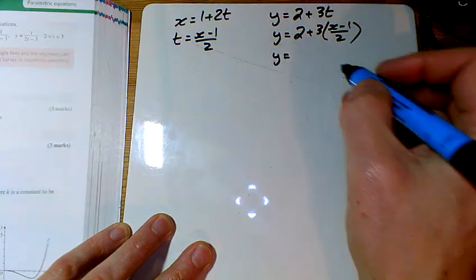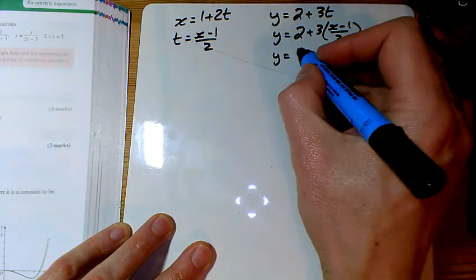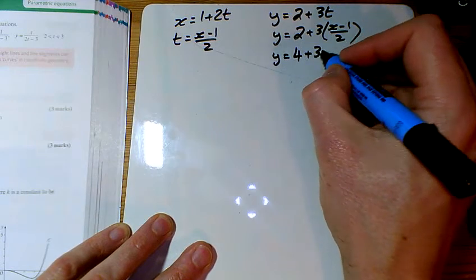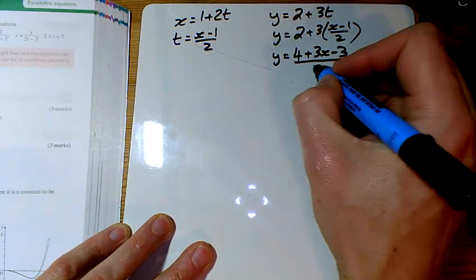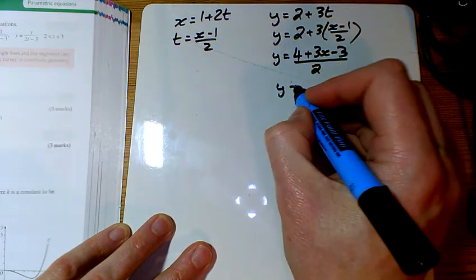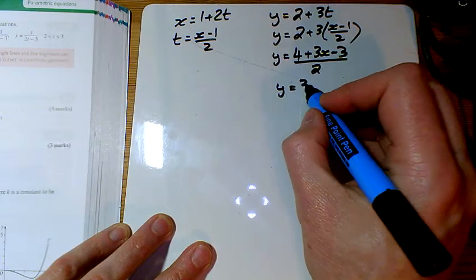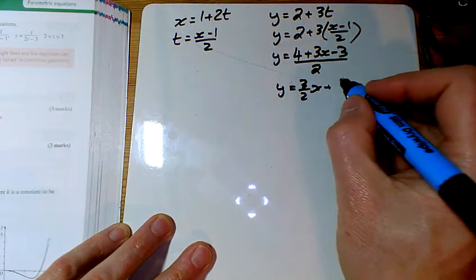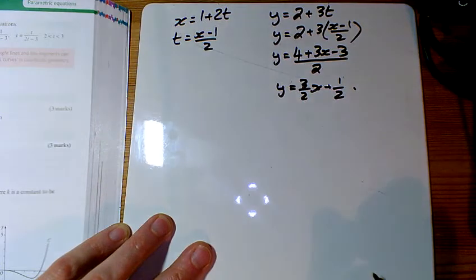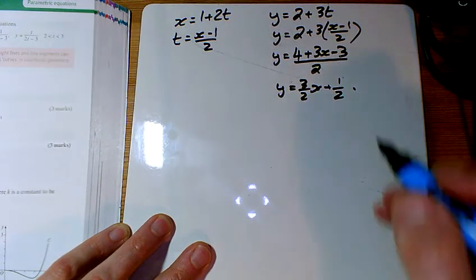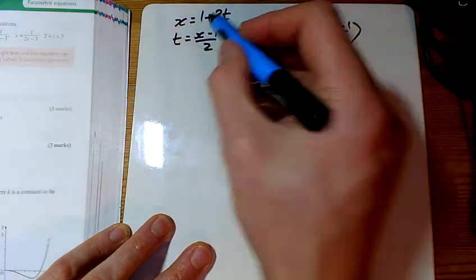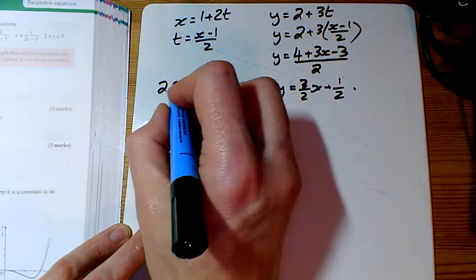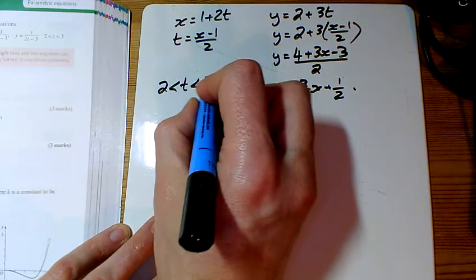Let's put all of this in one fraction. So I've got 4 plus 3x minus 3 over 2. And so what's that? That's 3 over 2x, and then I've got plus a half. So that's the straight line, and we've got a small part of it here to here. The bit that we've got is going from 2 to 5.